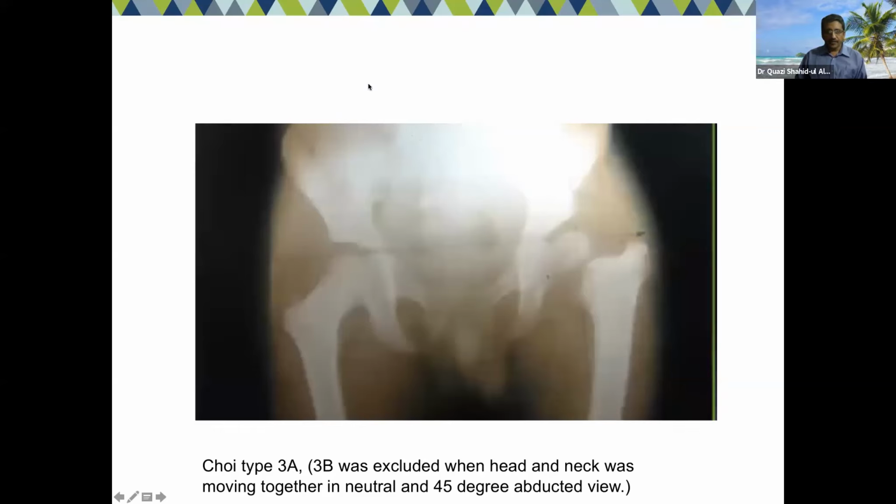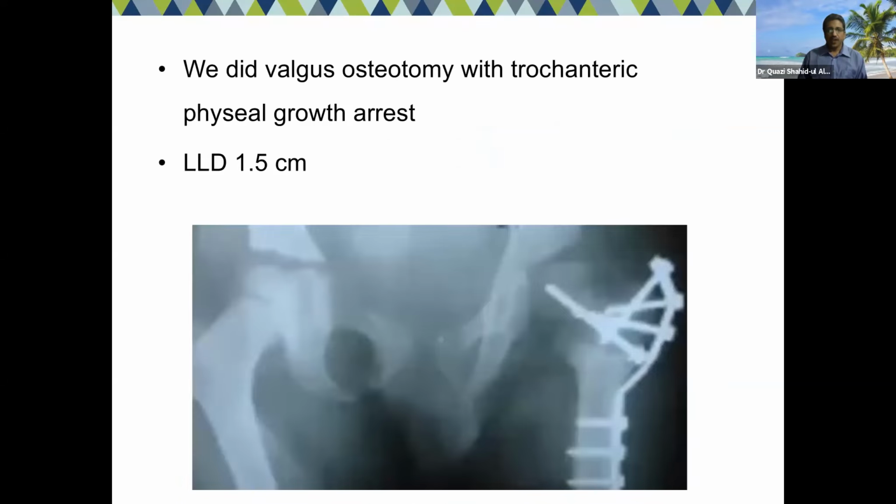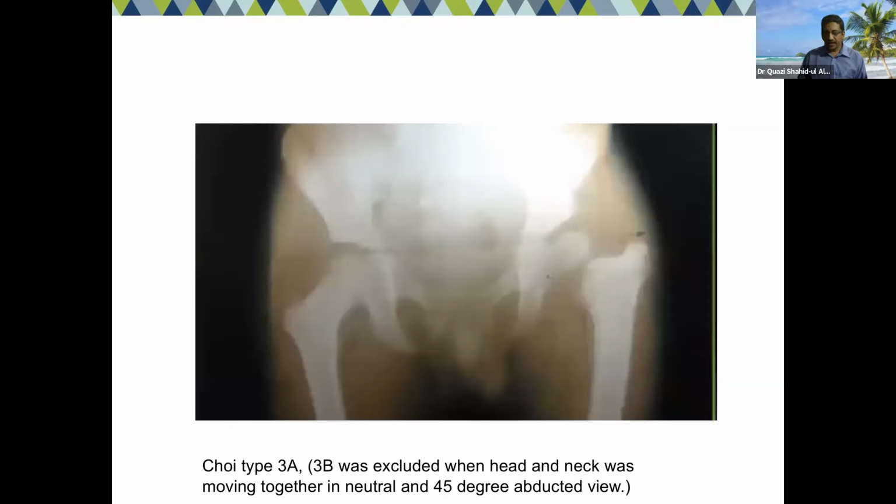So I can see that most of the participants have voted for PSO. So let's see what we have done. We actually did a valgus osteotomy. Look at the X-ray. It is clearly in varus position, so that is actually his main problem. The more pressure he puts, it is going into varus position.